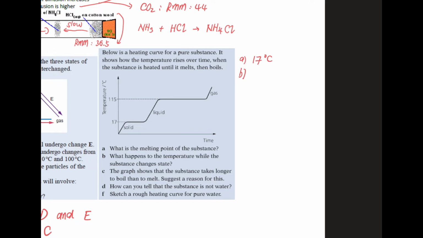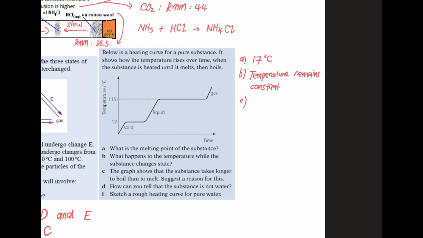Now B. What happens to the temperature while the substance changes state? For example, melting and boiling. So temperature should remain constant. Temperature remains constant.